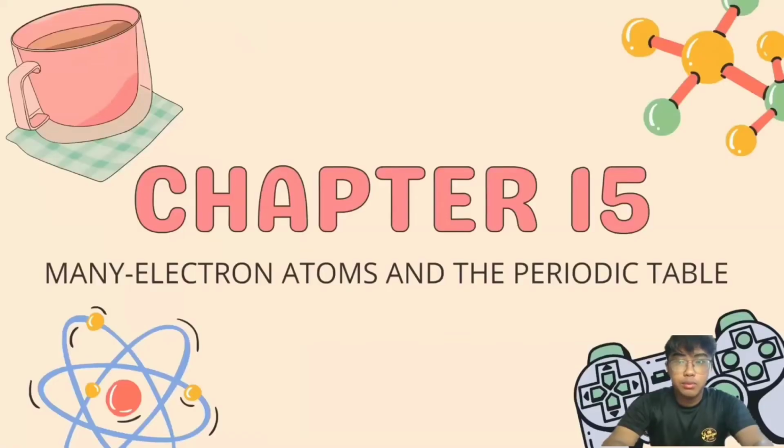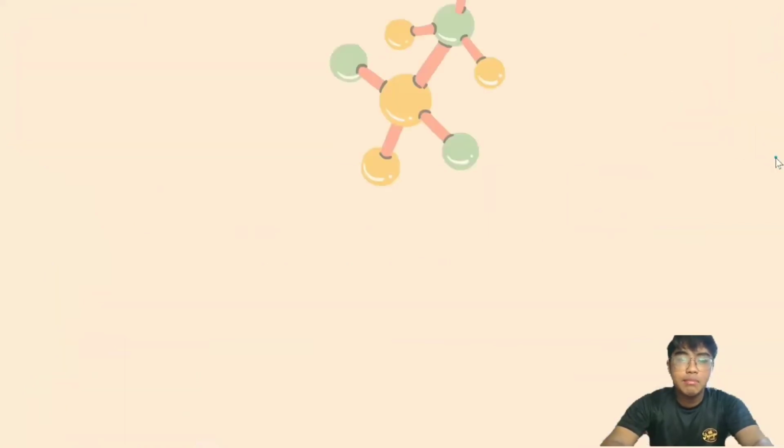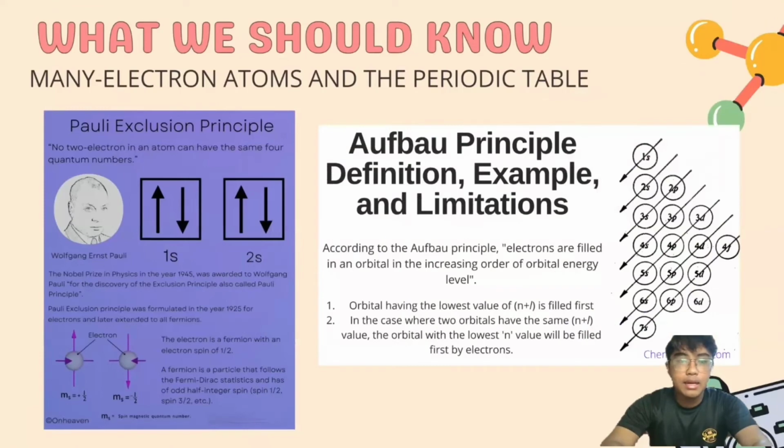Assalamualaikum warahmatullahi wabarakatuh. Sekarang kita akan masuk chapter 15 iaitu Many Electron Atoms and the Periodic Table. Okay, jadi apa yang kita perlu tahu dalam chapter ni? Chapter ni terdapat dua prinsip yang penting iaitu Pauli exclusion principle dengan Aufbau principle. Okay, Pauli exclusion principle menyatakan no two electron in an atom can have the same four quantum numbers.